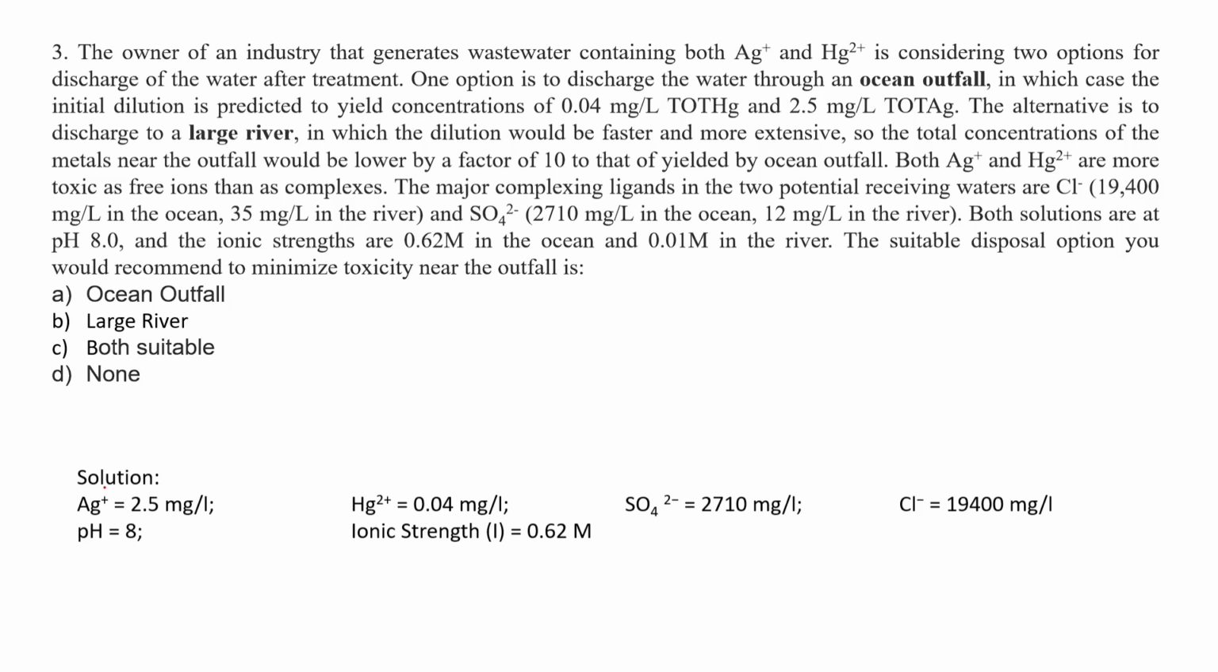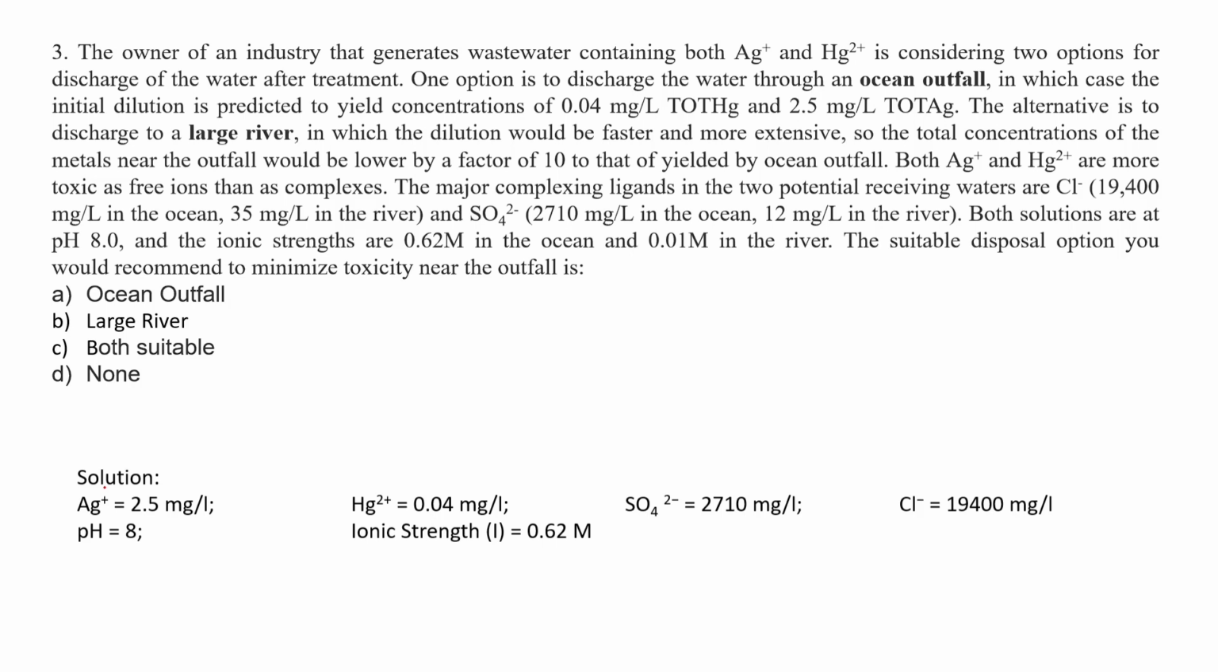The major complexing ligands in the two potential receiving waters are chloride and sulfate, and the concentration of both chloride and sulfate for ocean and river system is given. Both solutions are at pH 8 and the ionic strength is fixed in the ocean and river. Which discharge option would you recommend to minimize toxicity near the outfall?